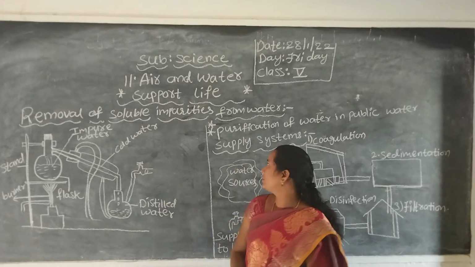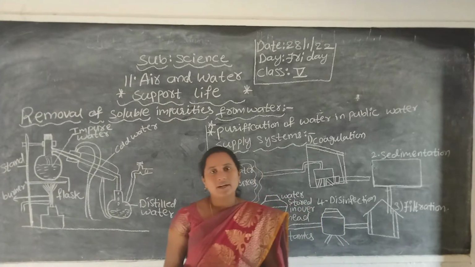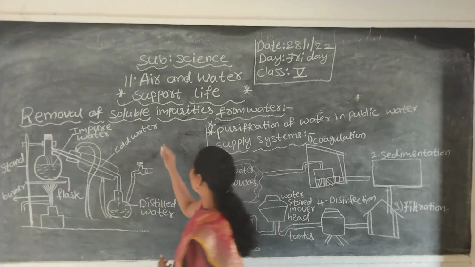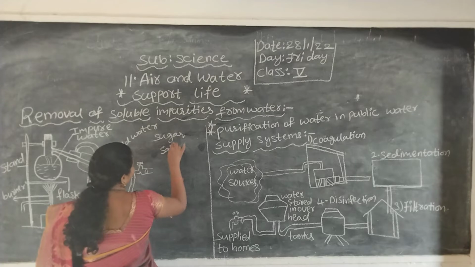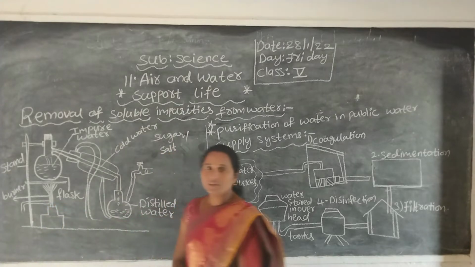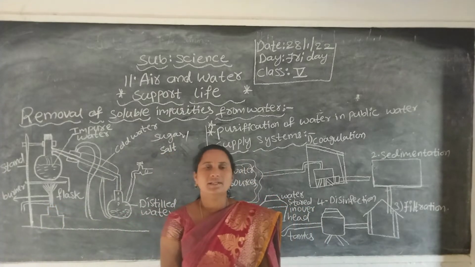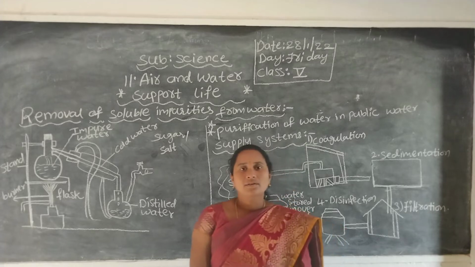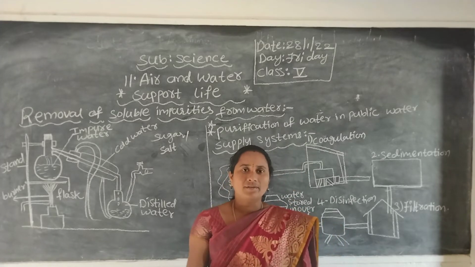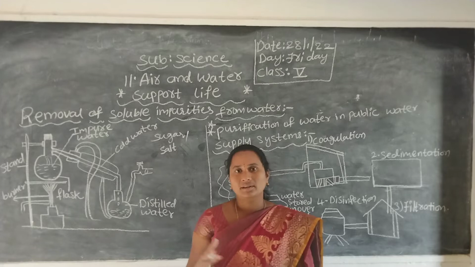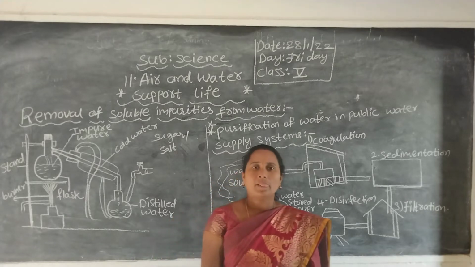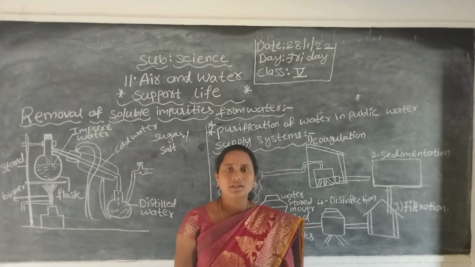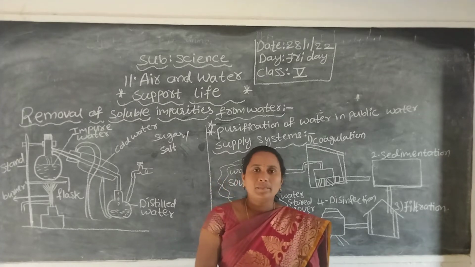Soluble impurities, like sugar water and salt water. When sugar and salt are mixed in water, what happens? When we observe it well, after some time the particles cannot be seen, meaning they completely dissolve in water. These types of solutions are known as soluble impurities.